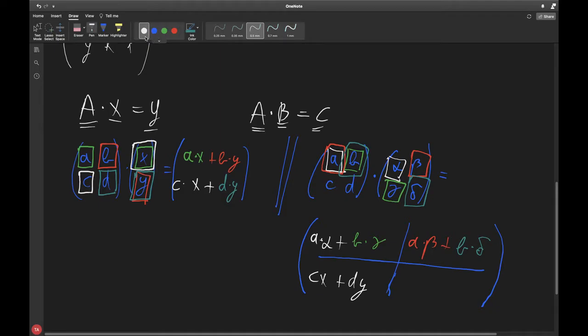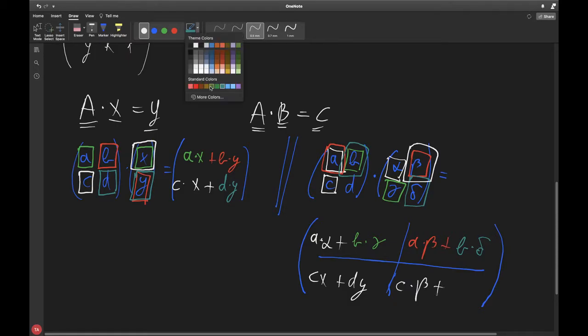And then now that we are down here, we have the first column, second row, multiplied with the first row, second column. So it's the c times beta here, plus whatever we had down here. That's with this orange color, the d times the second row, second column element. That's the d times delta.